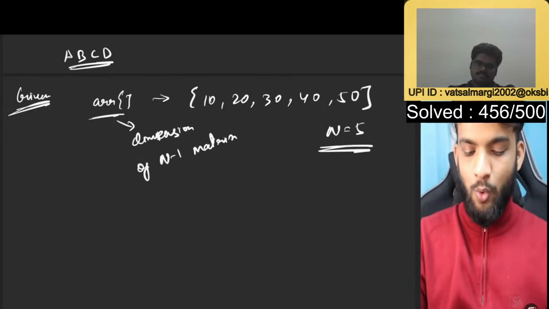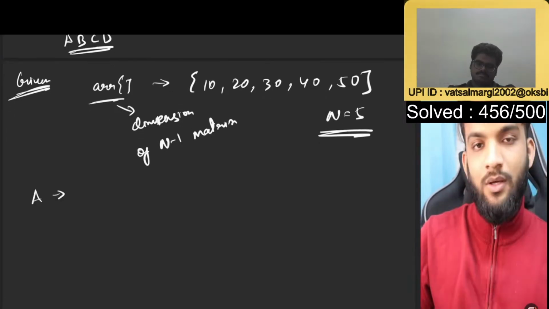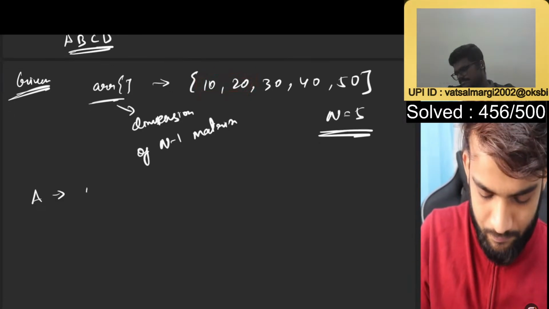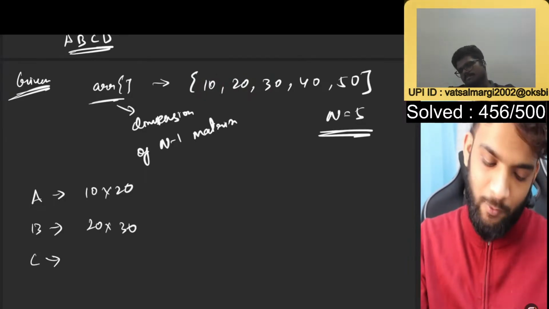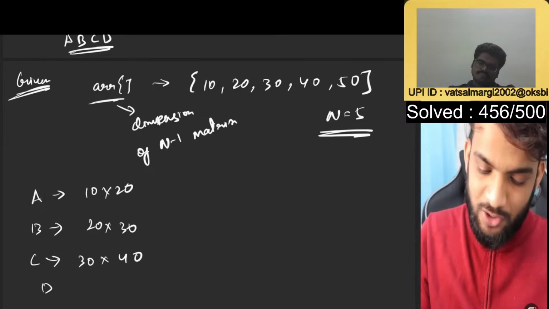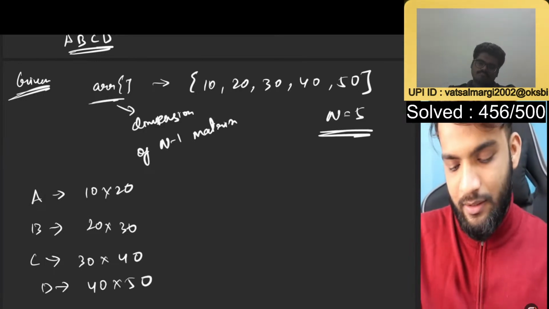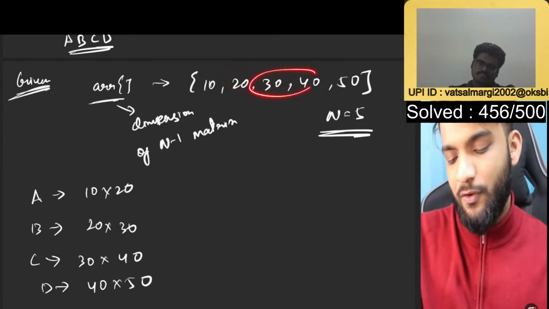Let me explain. If I ask you, what is the dimension of A? The dimension of A will be 10 cross 20. If I ask you, what's the dimension of B? It will be 20 cross 30. The dimension of C will be 30 cross 40. The dimension of D will be 40 cross 50. So basically, 10 cross 20, 20 cross 30, 30 cross 40, 40 cross 50.